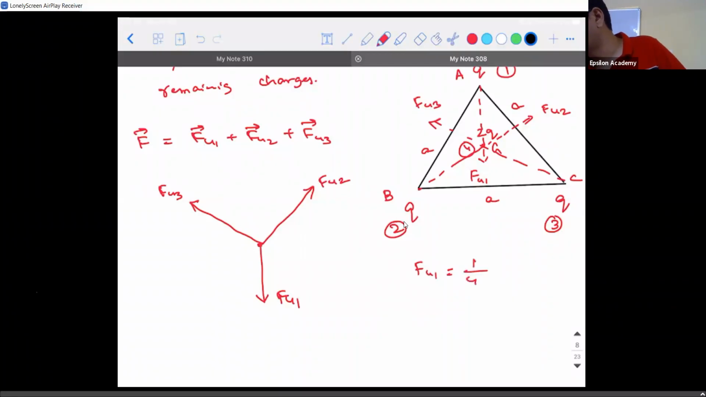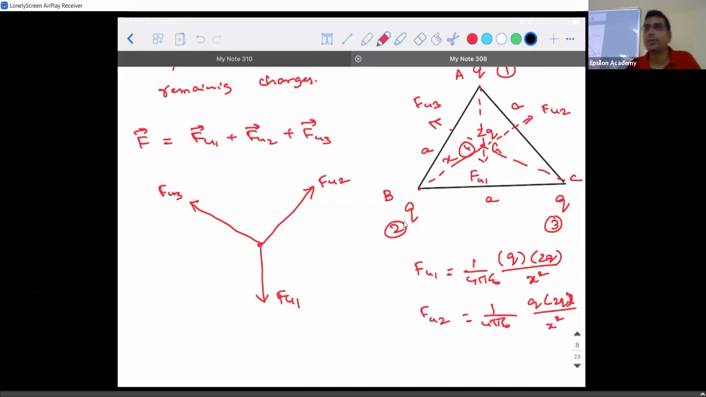So if I write F41, what am I going to write in terms of magnitude? F41 will be equal to 1 by 4 pi epsilon naught into Q into 2Q divided by x square, if I take the distance as x. Similarly F42 is 1 by 4 pi epsilon naught, Q into the same 2Q divided by, this is where you need to be careful, x square, because it is symmetric. And what is the value of that x? Any idea?